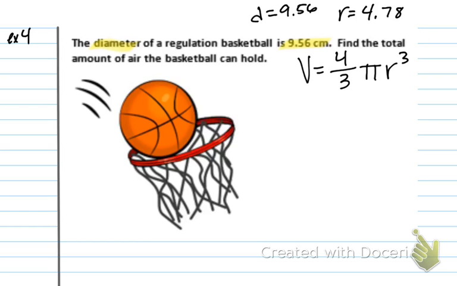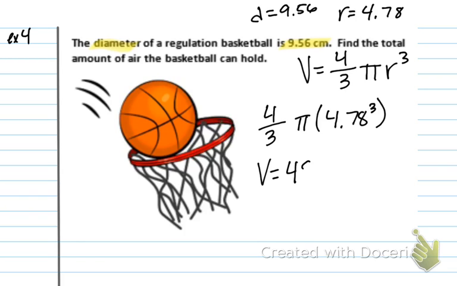Okay, so in the calculator, we're going to put 4/3 times pi times our 4.78 cubed. And let's see what we get. 4/3 times pi times 4.78 cubed. And then we get 457.48. Our units is centimeters, so we're going to put centimeters cubed.